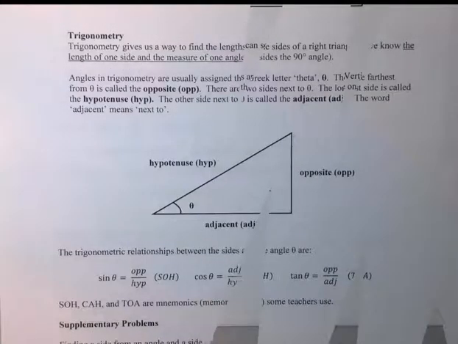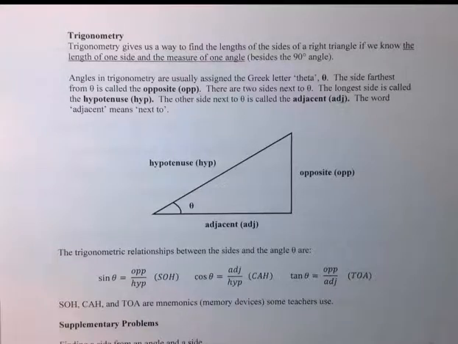Okay, so trigonometry gives us a way to find the lengths of the sides of a right triangle if we know the length of one side and the measure of one angle besides the 90-degree angle. So what we just did a moment ago, if you knew two sides, you could figure out the third. In this case, if you know one side and one of the angles aside from the 90-degree angle, you can also figure out the lengths of all the sides.